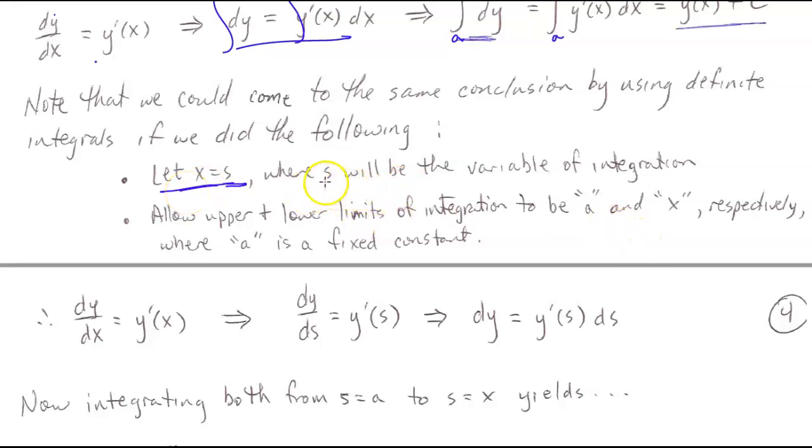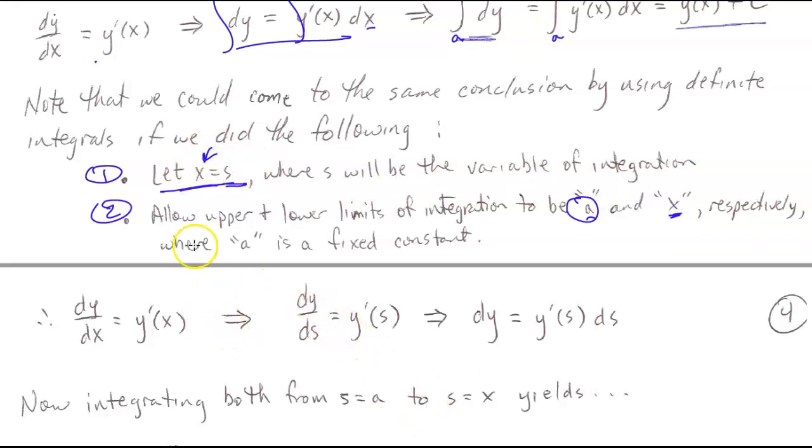And s, we're going to allow that to be the variable of integration, just like x was here. The only reason why we're changing this is to make x and s look different, even though they're going to act the same way. The other thing that we want to do here is allow the upper and lower limits of integration to be a and x respectively, where a is going to be a constant value, and x is going to be the same x that is here.